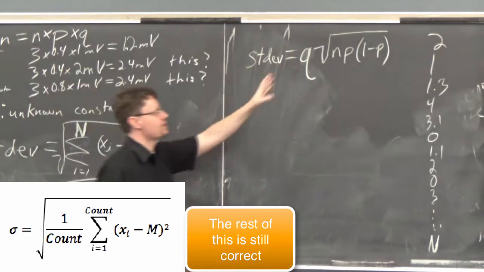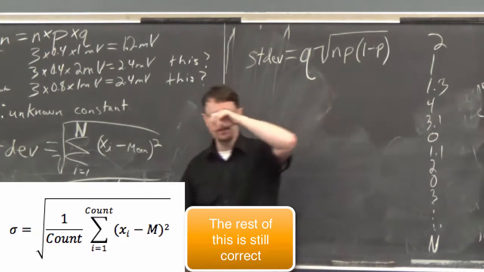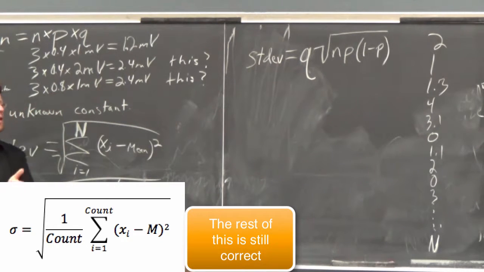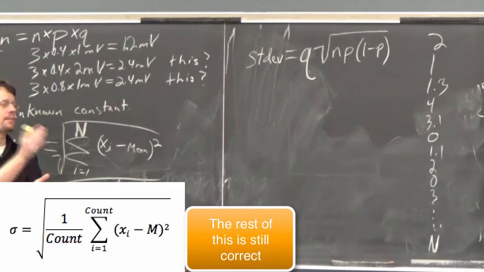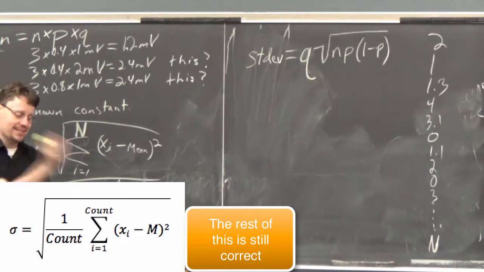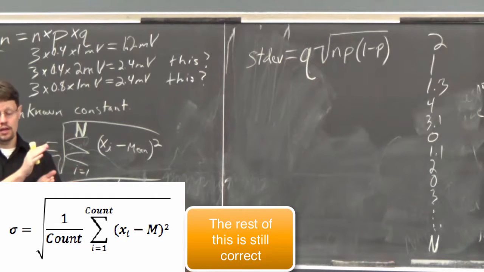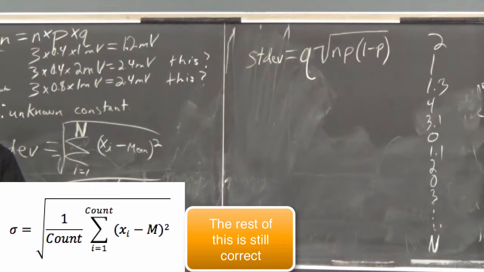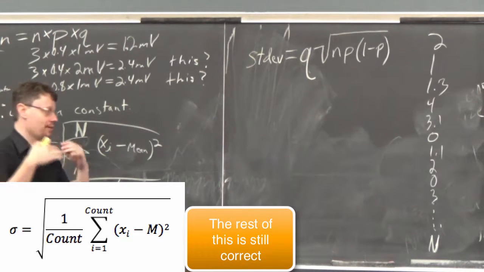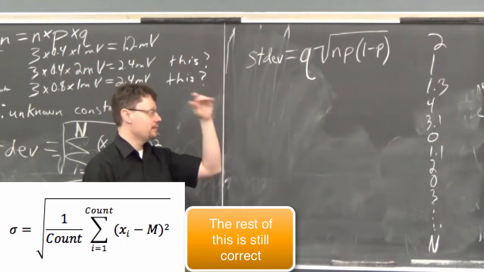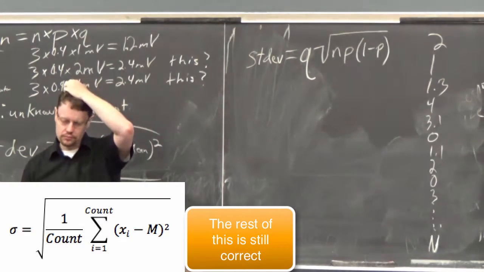But one of the reasons why I have this weird p times 1 minus p is, if the probability of release is 100%, then every single time I stimulate, I'm going to get every synapse active, and I'm going to have the same response every single time. If probability of release is 0, then every single time I stimulate, I'm going to get nothing, and I'm going to have constantly 0, and with all zeros, there's no variability around that. And so that's why this p times 1 minus p is in there.